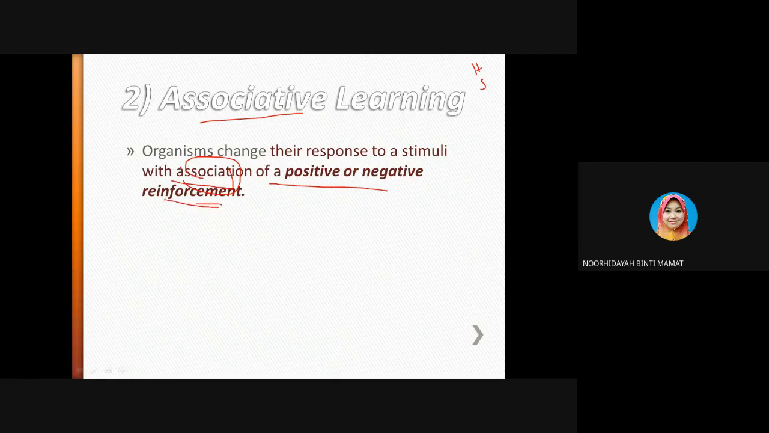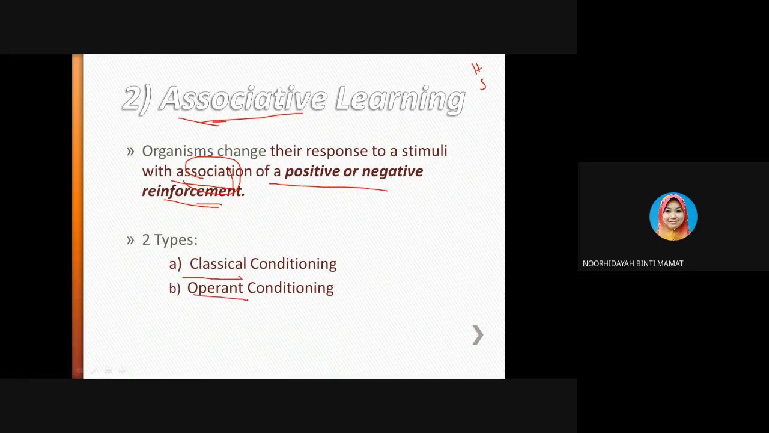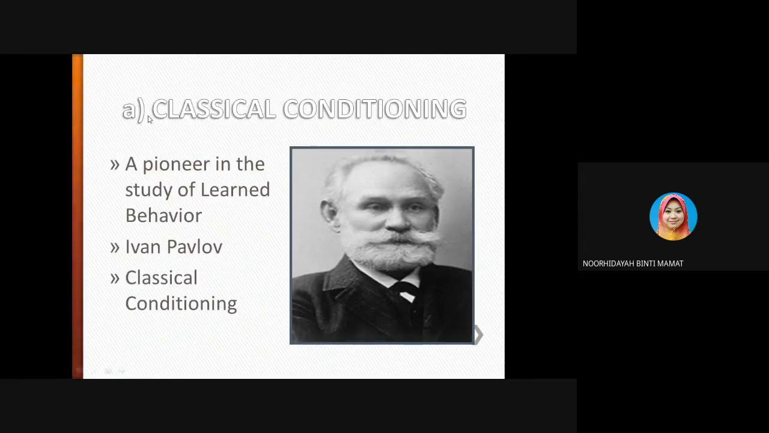Okay, these associative types are opposite to the non-associative learning. So they have two types. They have classical conditioning and operant conditioning. Okay, so these are the two types of associative learning. So we go to the first one, which is classical conditioning. A pioneer of the study is Ivan Pavlov. Okay, so Ivan Pavlov did the experiment on classical conditioning.